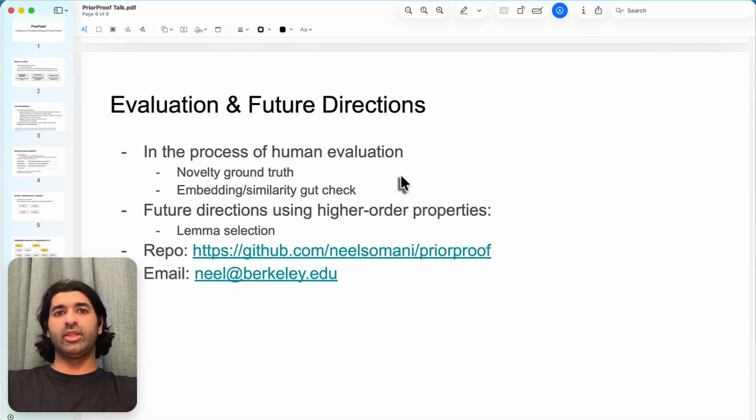But right now I'm in the process of getting human ratings for the novelty of a bunch of different proofs. And I'm going to compare the system's ratings to those human ratings. So the hope is that the amount of variance between the system versus a randomly selected human is around the same as the error between two randomly selected humans. So that's what I'm trying to find.